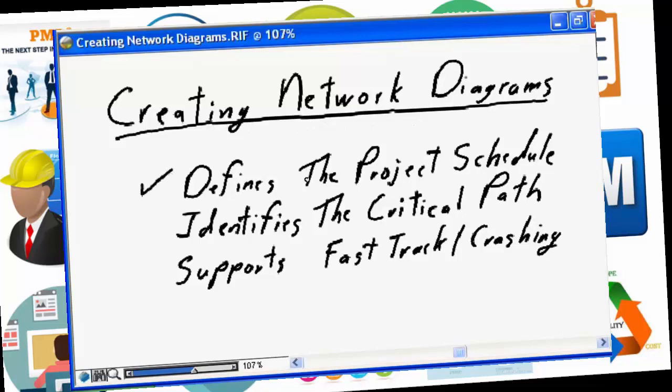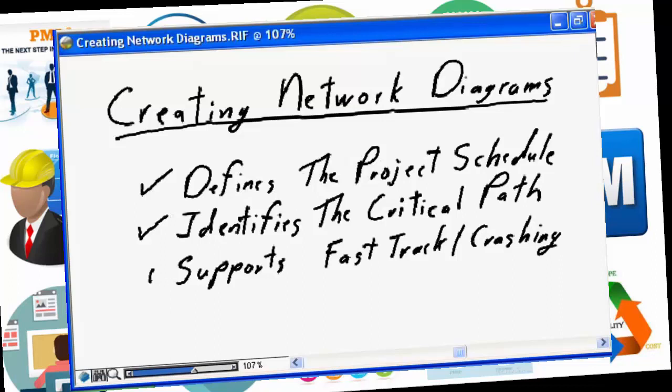By understanding the process, the steps, the interdependencies of all of the tasks on our project, it's going to allow us to define the project schedule. As a result of defining that, it allows us to identify the critical path. What are the tasks on our project that, if extended by a single day, are going to increase our project completion date by the same day?